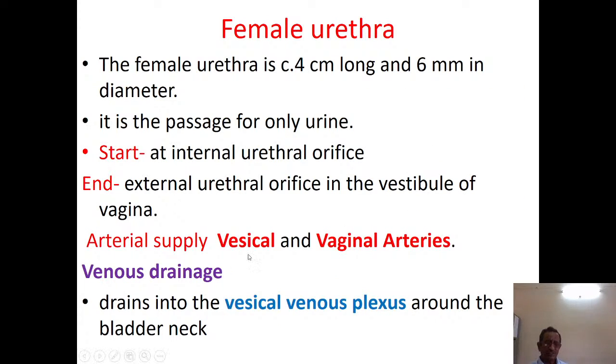Okay, now in the female urethra, it's about 4 centimeters long and 6 millimeters in diameter. It is a passage for only urine, whereas in male it is for urine and semen, whereas in female it is only for the passage of urine, and it starts at the internal urethral orifice. The external urethral orifice is in the vestibule of the vagina. It is supplied with the vesical and vaginal arteries. Venous drainage is through vesical plexus around the bladder neck.